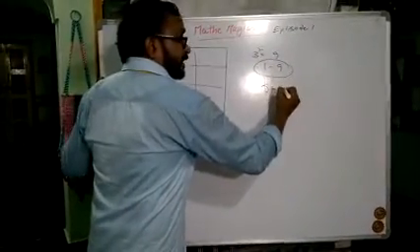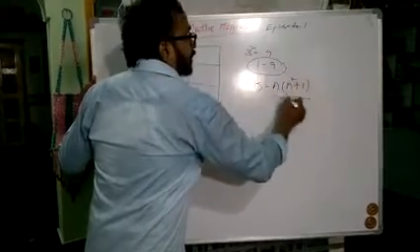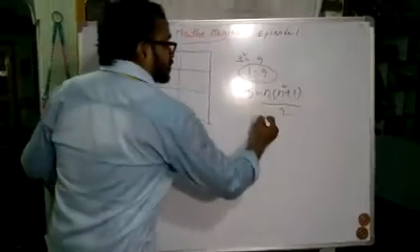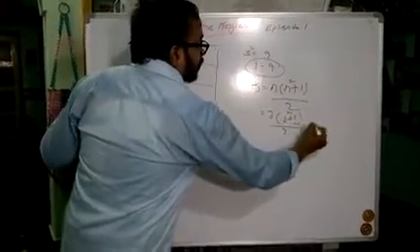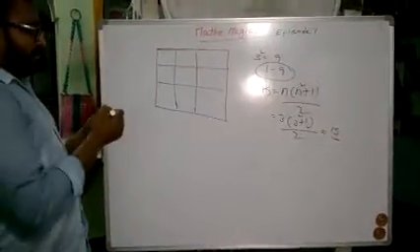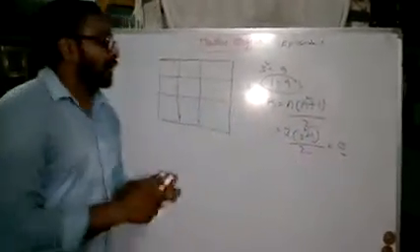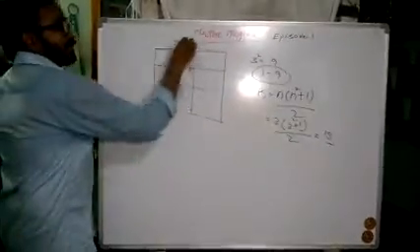That magic constant formula is n into n square plus 1 by 2, where n equal to 3 here. Substitute 3 value here. 3 into 3 square plus 1 by 2 gives 15 as result. So that is the magic constant. Now to get the magic constant, fill all these 9 numbers here in these boxes.